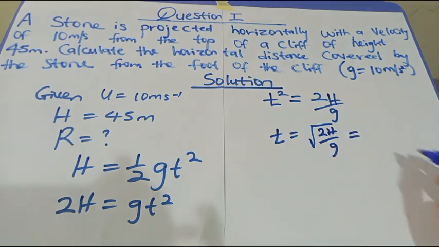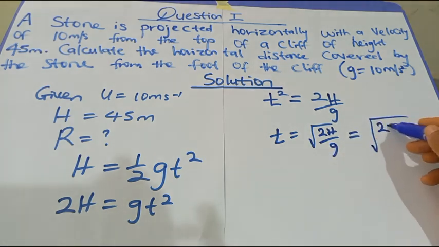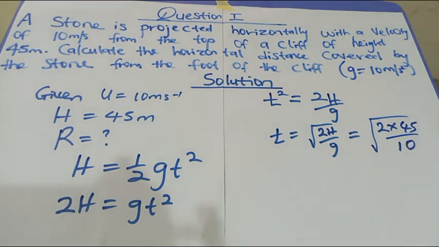So let's put in the values. We'll have 2 times h, which is 45, and g is 10. 2 times 45 will give us 90. 90 over 10 is 9, square root of 9. The final answer here will be 3 seconds. So we have gotten the time as 3 seconds.